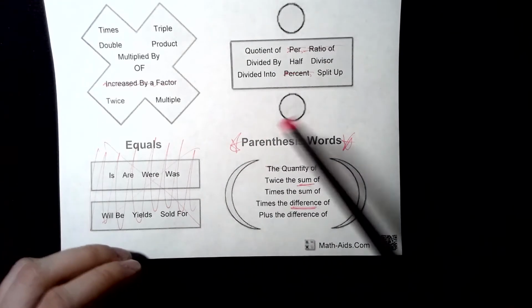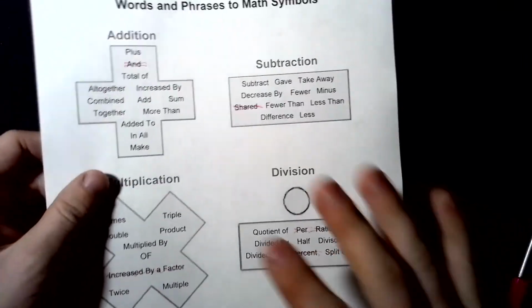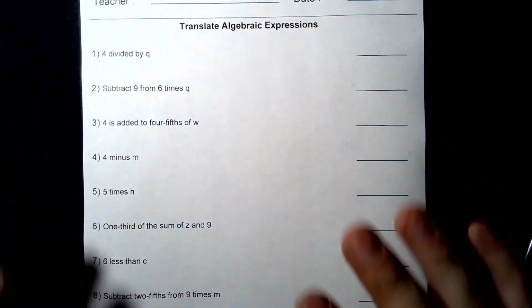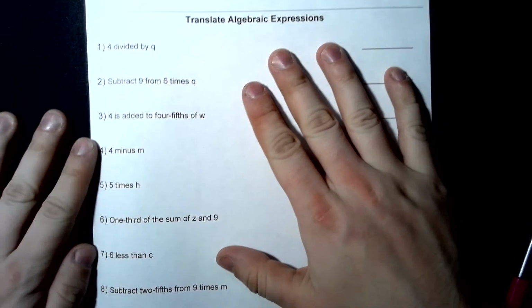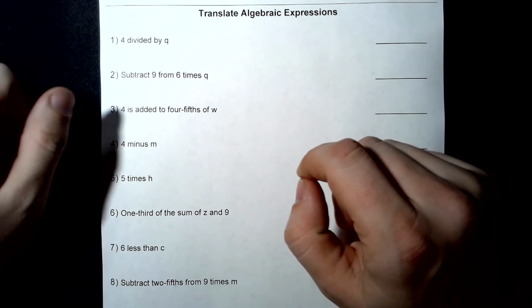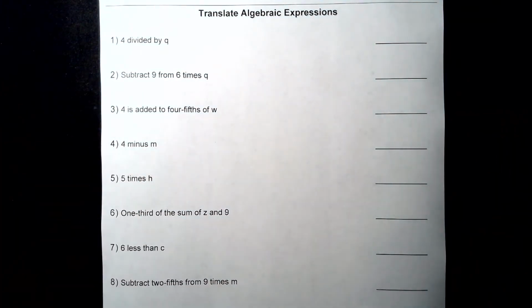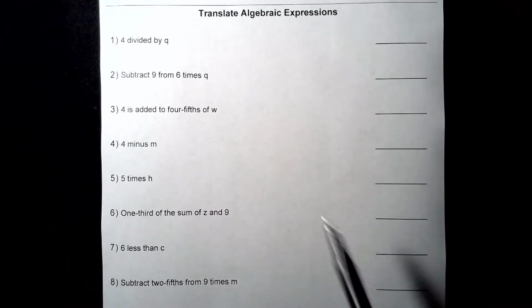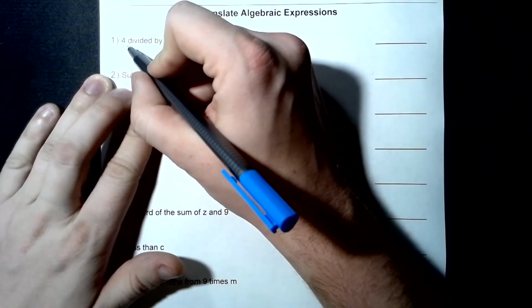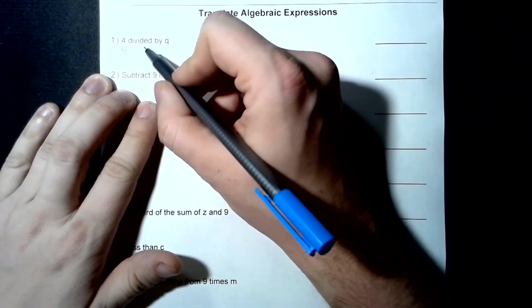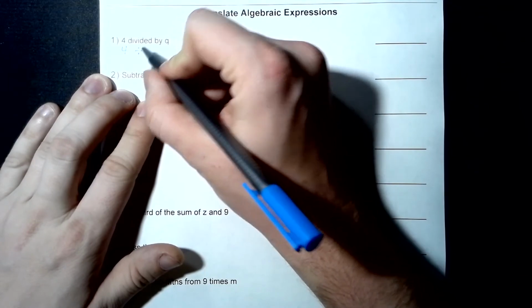But to look at some example problems that deal with translating expressions, we're going to have a look at a version of a worksheet that we have done before. Translate algebraic expressions. I think we have done 2 of these. But the very first one, we're just going to go step by step, piece by piece. The very first one says 4 divided by q. That's pretty straightforward. We have 4 divided by q.